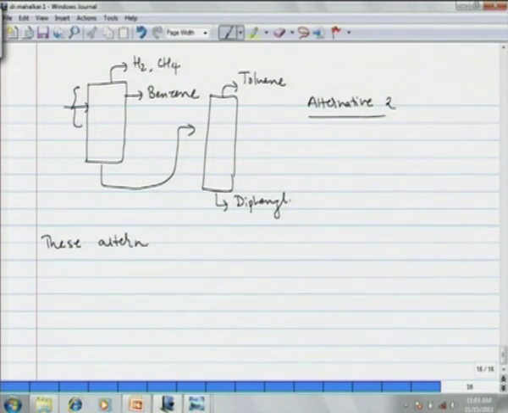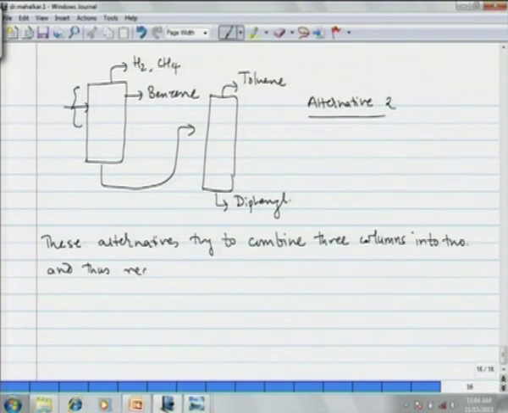These alternatives, that point we note, try to combine three columns into two and thus reduce both capital and operating cost. Now, which of the alternatives is better? Well, that depends on various factors, for example, what is the conversion obtained in the reactor, what is the molar composition of the feed stream, and so on and so forth.